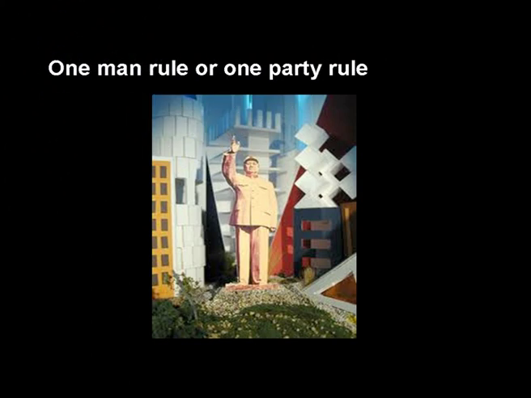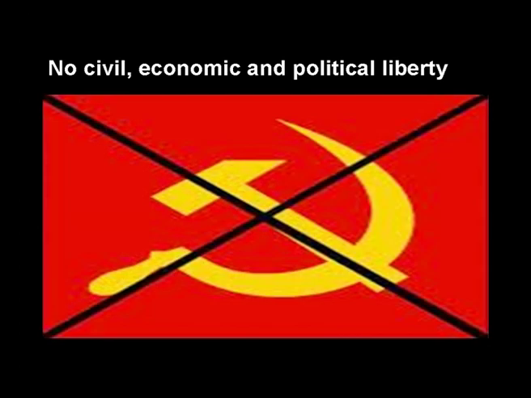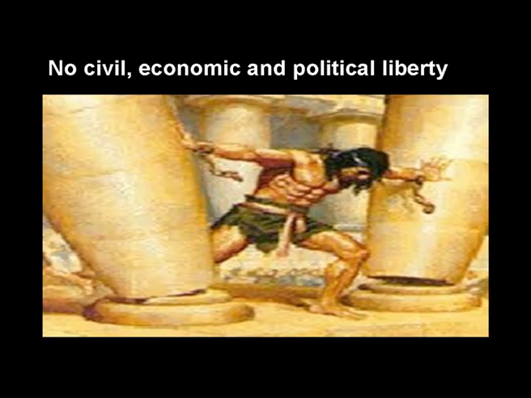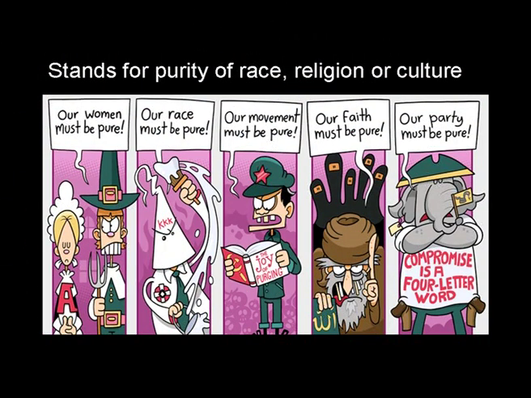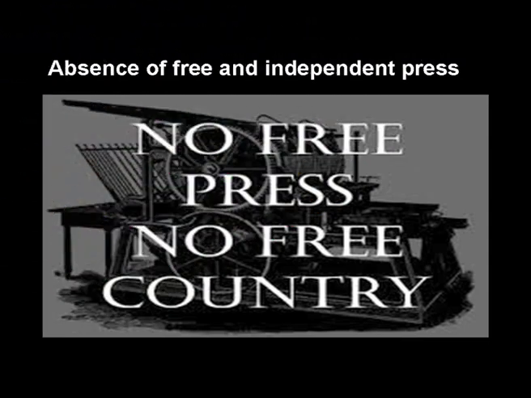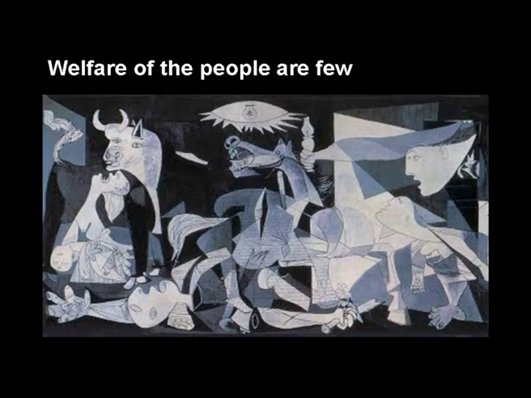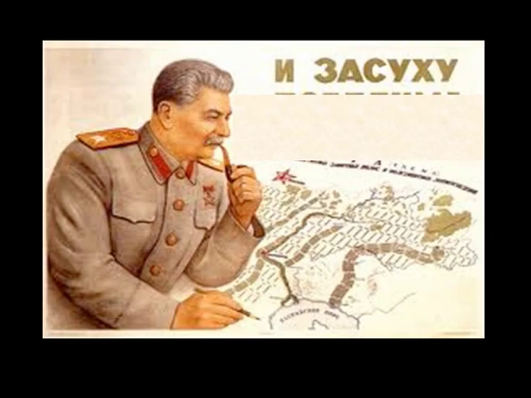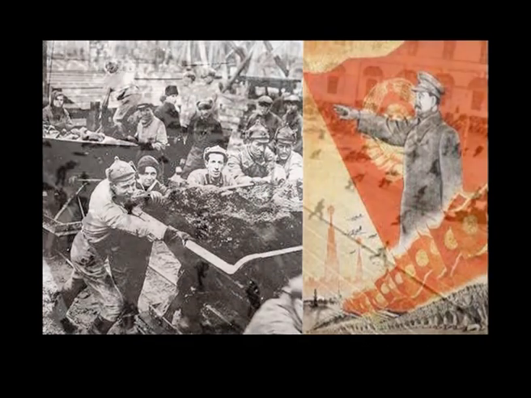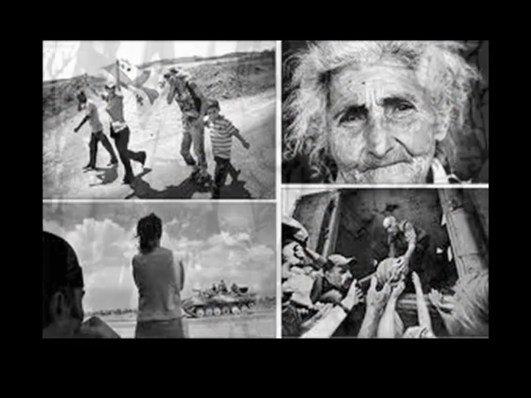2. One man rule or one party rule. 3. No civil, economic and political liberty to be enjoyed by the people. 4. It is based on fear and force. 5. Often it stands for purity of race, religion or culture. 6. Absence of free and independent press. And 7. Aims for the welfare of the people are very few. For example, Soviet Union under Stalin and Nazi Germany. If you analyze, all the features of dictatorship will be found under the Nazi government of Hitler.